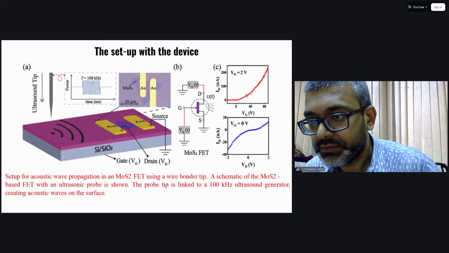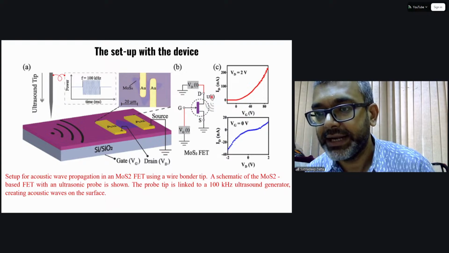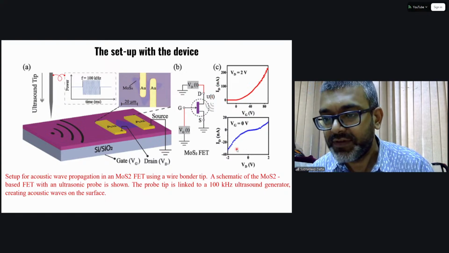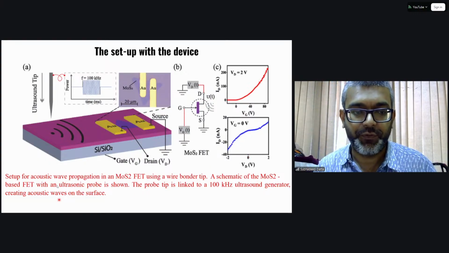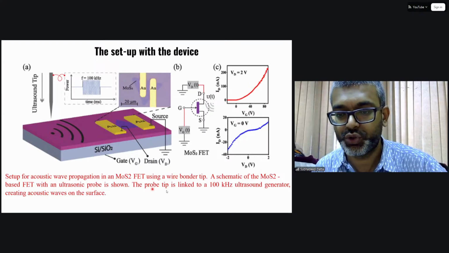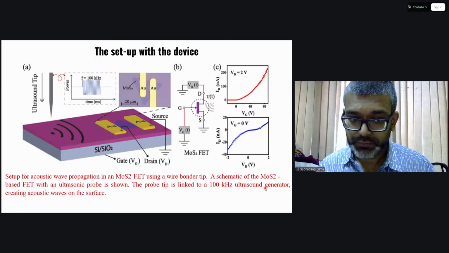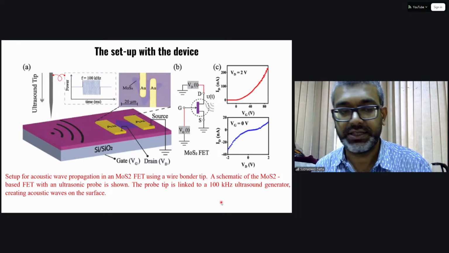So this is the transfer curve of the transistor, which is gate and the drain current, and you have nonlinear IV at certain gate. So this is set up for acoustic wave propagation in an MoS2 FET with a bonded tip. A schematic of the MoS2 based device is here, and we are passing 100 kilohertz ultrasound.